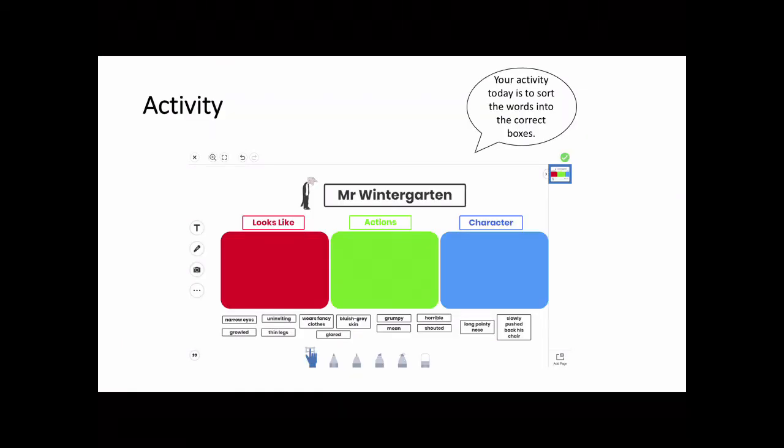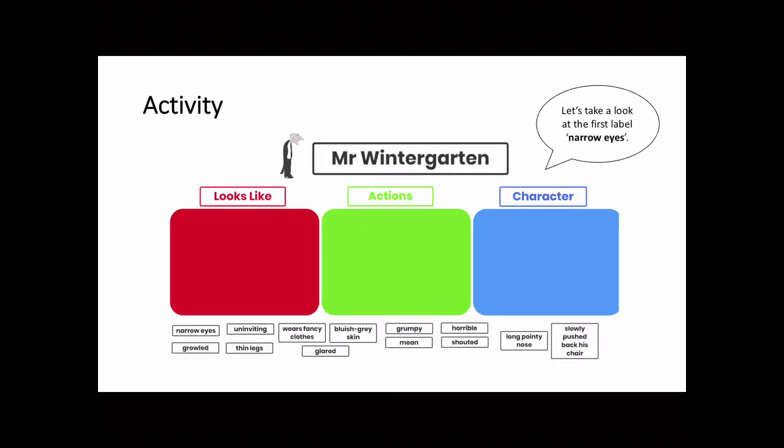In today's activity, we're going to be sorting some words that describe what Mr. Wintergarten looks like, his actions, and about his character at the beginning of the story. Let's take a look at the first label. Narrow eyes.